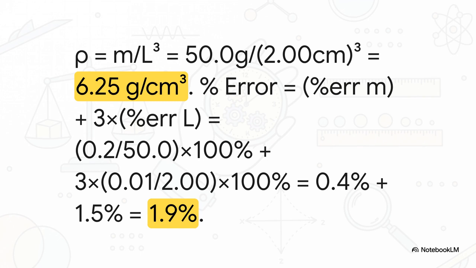But, and here's the key, since we cubed the length in our formula, we have to multiply its percentage error by 3. So the total error is the 0.4% from the mass plus 3 times the 0.5% from the length. That gives us 0.4% plus 1.5% for a final total error of 1.9%.